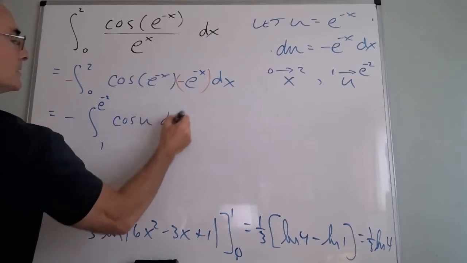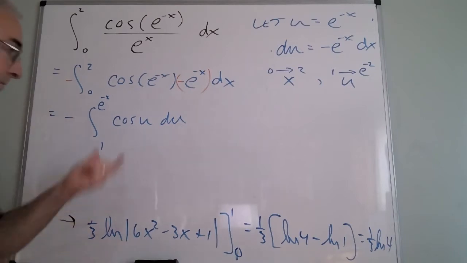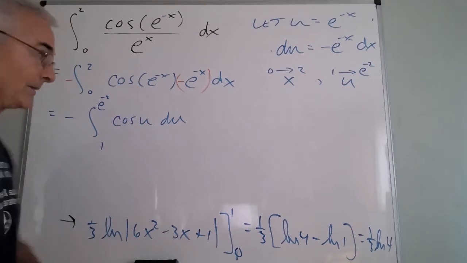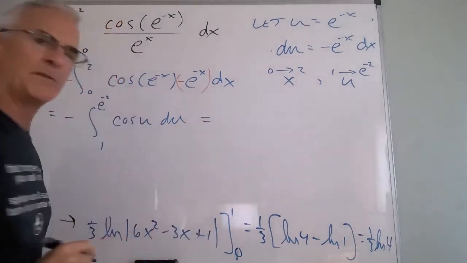Cosine of u du. Don't concern yourself with the fact that your limits are ugly. Okay, that's not even relevant. Concern yourself with the fact that now I have an easy integration. That's all I care about. So when I integrate this, what is the antiderivative of the cosine?